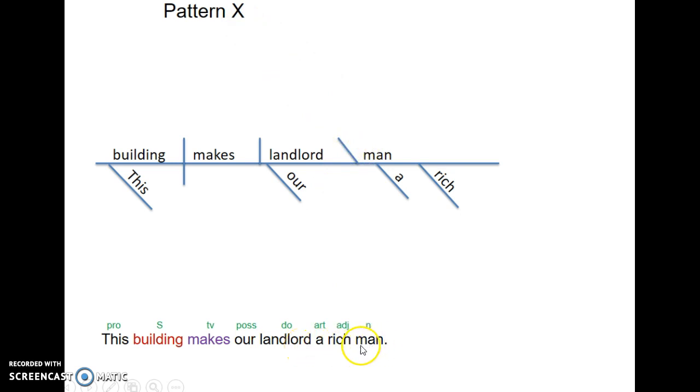So man is the noun that is describing or clarifying landlord. It's referring back to the object. So again, you have that backslash that I see as this imaginary invisible arrow going from man to landlord, showing that it's an objective complement, describing the object of the sentence. So pattern 10 is subject, action verb, transitive verb, direct object, and noun. And then we just put in our modifiers with each one: this building, our landlord, and the two modifiers, a rich man.